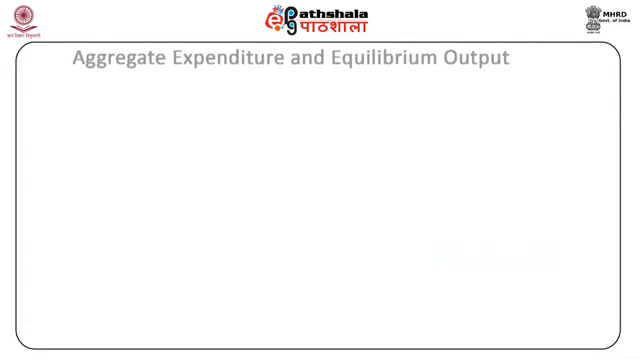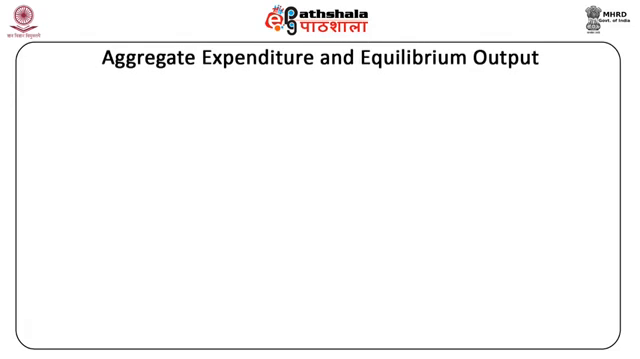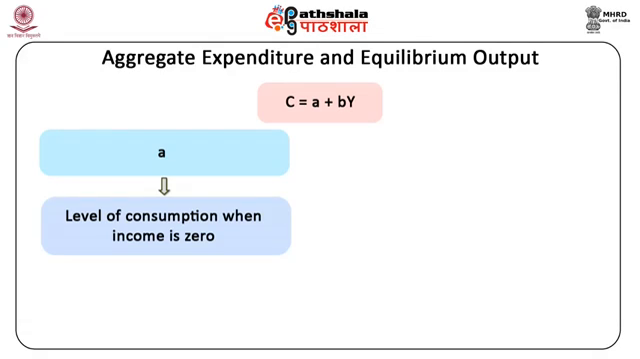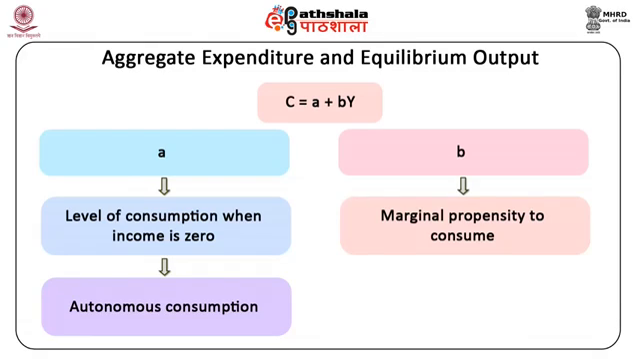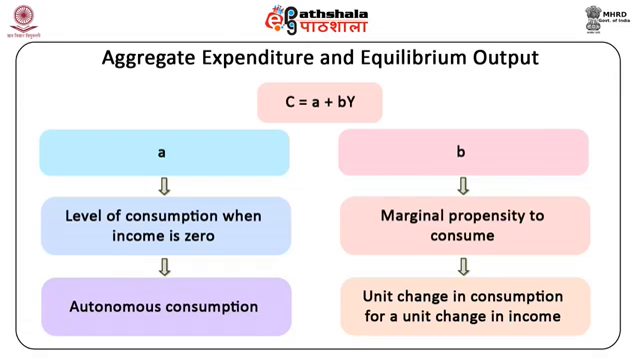A simple linear form of the consumption function is C = A + BY, where A is greater than 0 and B lies between 0 and 1. A is the intercept and represents the level of consumption when income is 0, that is, autonomous consumption. B is the slope of this linear function and the marginal propensity to consume, which is defined as the change in consumption for a unit change in income.